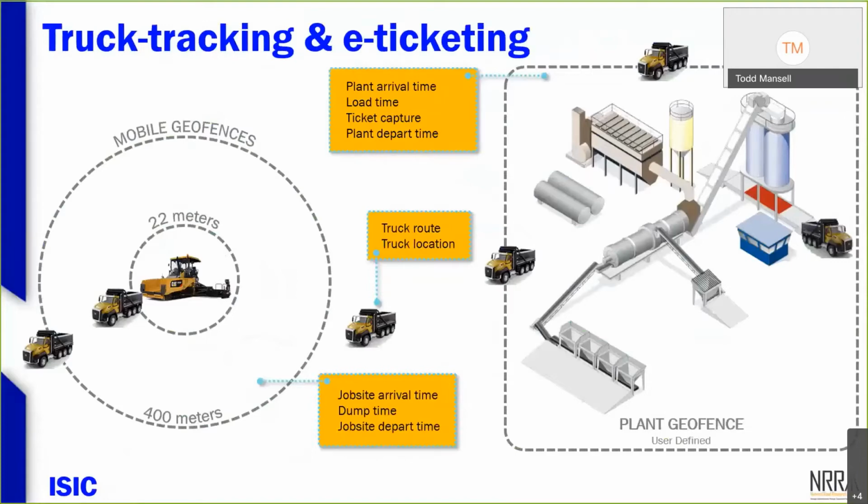There's also ticketing, electronic ticketing information. So once that ticket gets printed, it's printed electronically and captured by the system. So the truck leaves the plant, so we've got monitoring between the plant site, and then when we get close to the job site, there's a couple geofences. So basically the truck is on the job site, and then a smaller geofence right around the paver itself, indicating that when the truck is within a certain distance of the paver itself, we assume that truck is unloaded or it's mixed into the paver.